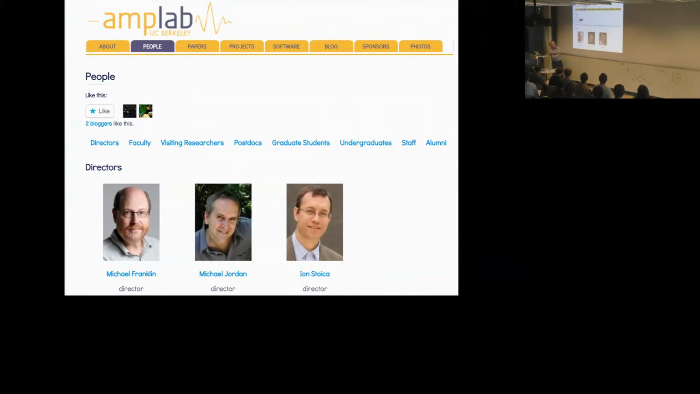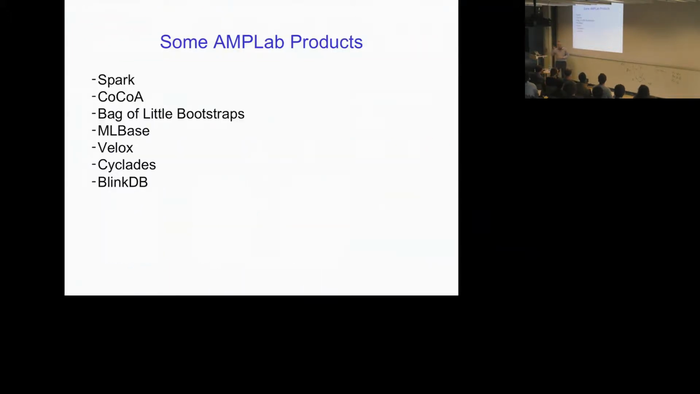It ended this year, but it was Mike Franklin, a colleague, who's a database researcher, Jan Stoika, distributed systems researcher, and me, bringing the math stuff. And we aimed at building a data analysis stack that had statistical principles informing it, in particular things like error bars everywhere and scalability issues taken as first-class citizens. So a lot of software came out of this lab, and some of it is really world-leading. So Spark is the most famous one.